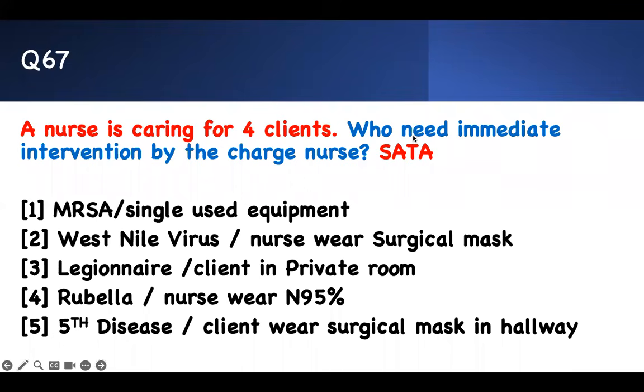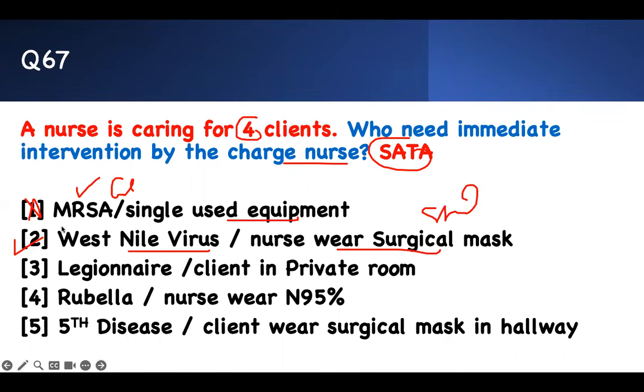Next question. Select all that apply. A nurse is caring for 4 clients who need immediate intervention by the charge nurse. MRSA, single-use equipment. This is contact. This is good. I don't need to intervene. West Nile virus, nurse wears surgical mask. West Nile virus is standard precaution. The nurse does not need to wear a surgical mask, so you have to intervene. Legionnaires, client in private room. This is standard precaution, does not need to be in a private room.